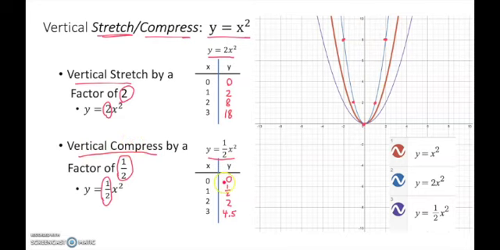The vertical compress by a factor of 1/2. 0, 0 is right here. 1, 1/2 is right here. And 2, 2 is right here. And 3, 4.5 is right here. So as you can see, this graph, as we graphed it, it got what? Wider and wider. So as we vertically stretch it by a number that's greater and greater, it will get skinnier and skinnier, narrower and narrower. And as we vertically compress it by a factor of 1/2 or any fraction that's smaller and smaller, it will get wider and wider.